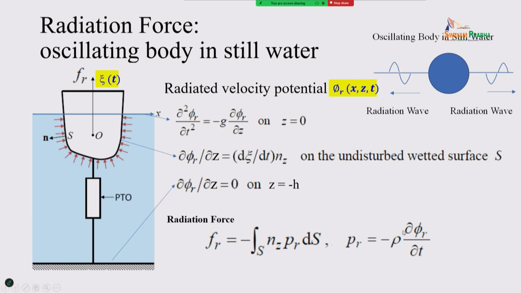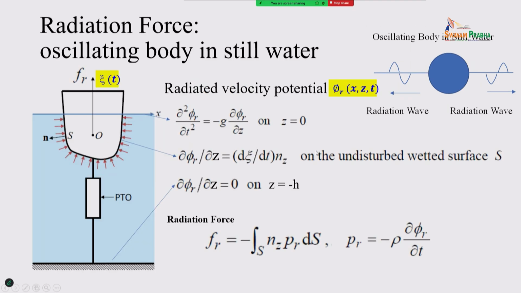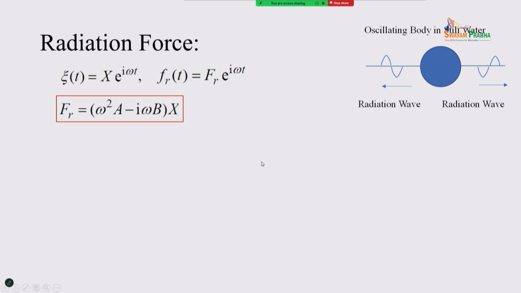Radiation force: if you can find the velocity potential, you can get the pressure. Now you integrate that. For a very simple shape, you can find a closed-form solution. So instead of going through how to calculate that, I want to give you some physical insights. This is more important. So what are the physical insights?